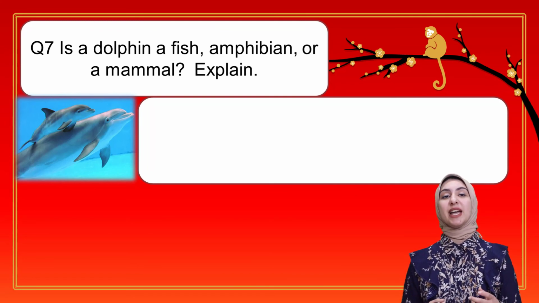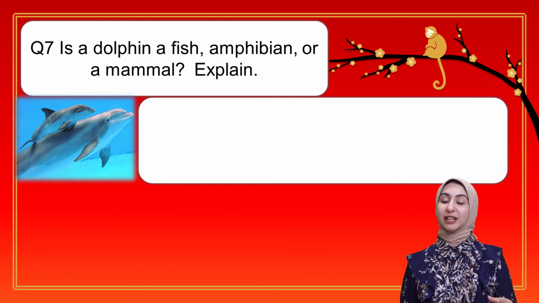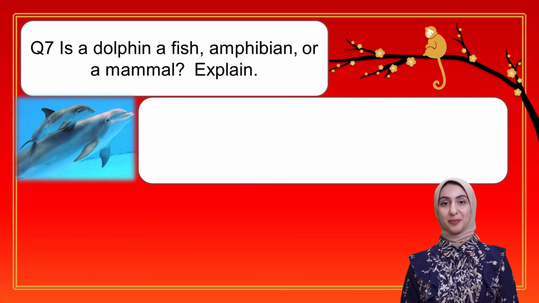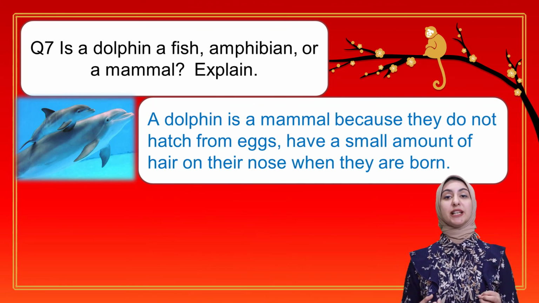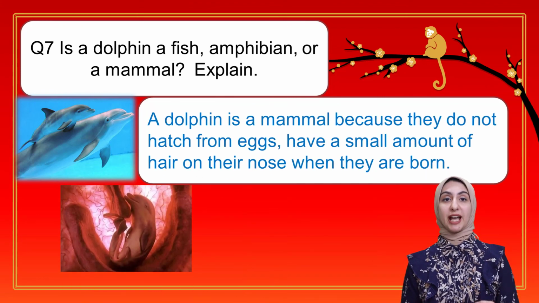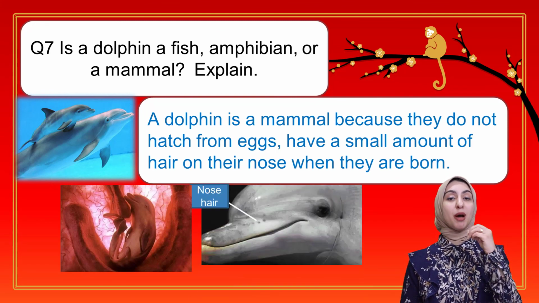Question 7. Is a dolphin a fish, amphibian, or a mammal? Explain your answer. What do you think? Actually, a dolphin is a mammal because they don't hatch from eggs, they give birth to the young, and also they have a small amount of hair on their nose when they are born.